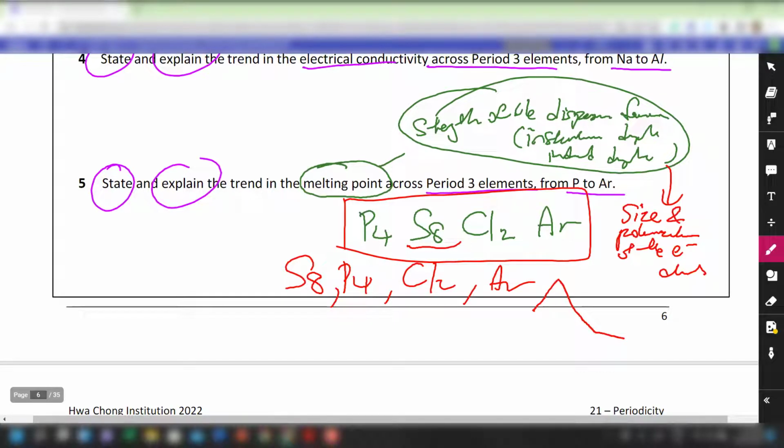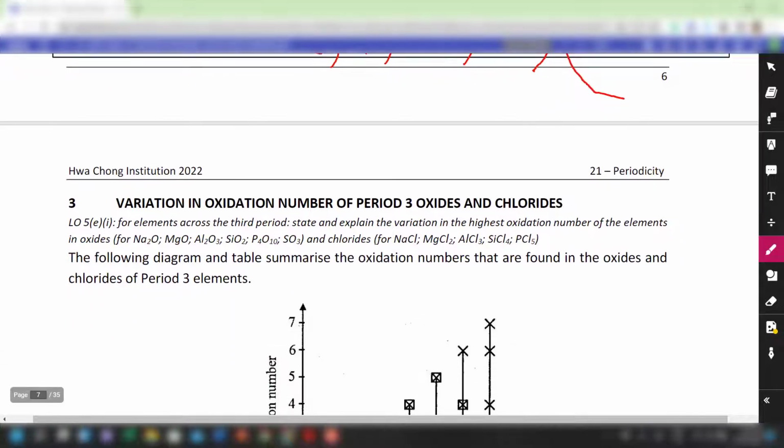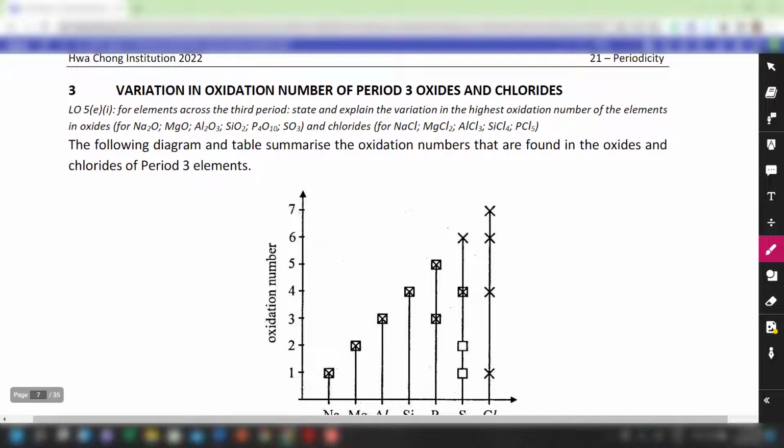Okay, yep. Then we'll move on to the third section, variation in oxidation number of period 3 oxides and chlorides. Okay, so remember that in our learning objective, we are supposed to state and explain the variation in the highest oxidation state of the elements in the oxides. Okay, so as we go across the period, I think it is quite obvious. Sodium oxide will be +1, magnesium oxide +2, Al2O3 +3, SiO2 +4.